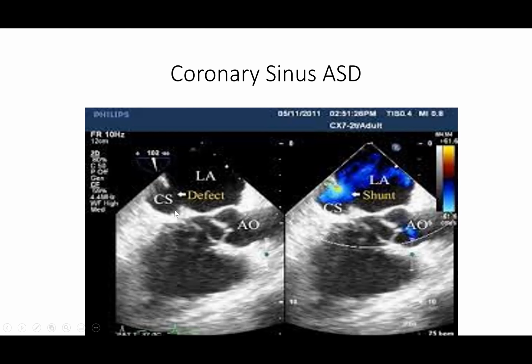This is one defect that can easily be missed when you do a bubble study from the right arm. The best way to demonstrate it is to do a bubble study from the left arm, and then it will dump into the coronary sinus. So you see the bubbles enter the left atrium even before they come to the right atrium. So this is a coronary sinus ASD.